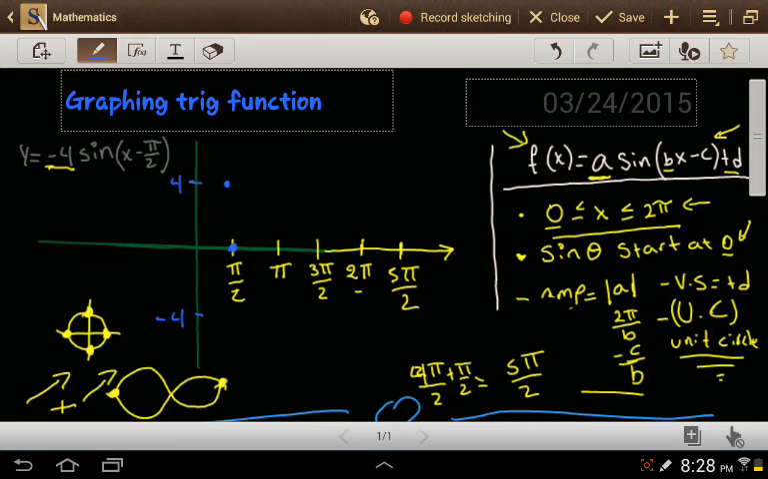So we're going to start up here at 4. As a matter of fact, that is wrong. We should start at 0. So we're going to start over here because it's a sine. Therefore, we're going to go all the way down here. We're going to cross all the way to 4 up here, and we're going to come right back down here.